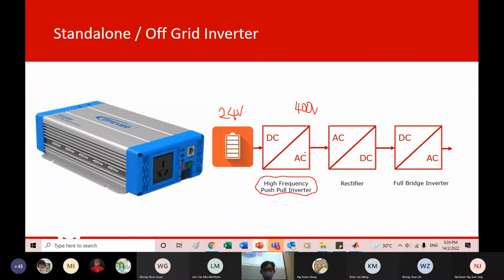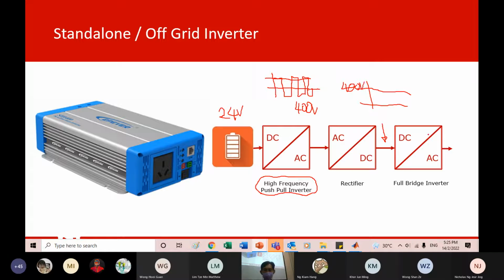But this AC is not a sine wave, remember? The push-pull will give you a square wave, right? And then after that, it goes through an AC to DC converter, converting back to DC. With a capacitor, you actually flatten this, right? So the output at this point, you will get a DC, but 400 watt.